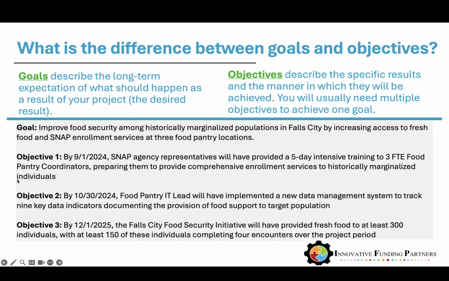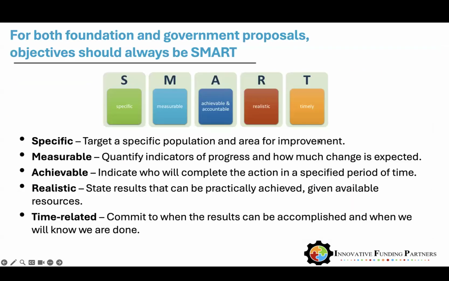Once we have done each one of these objectives, we feel confident that we're going to be able to say that we improved food security. All right? Something you're going to see a lot, if you have not already, is that many foundations and pretty much all government funders are going to ask you to make your objectives SMART, all right? And what does SMART mean? Specific, measurable, achievable and accountable, realistic, and timely.